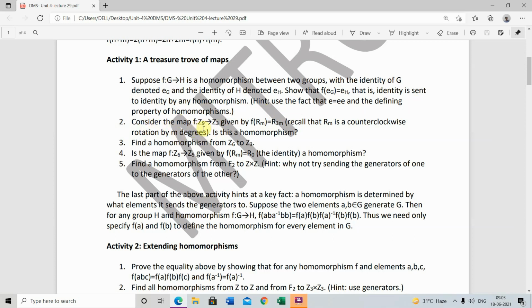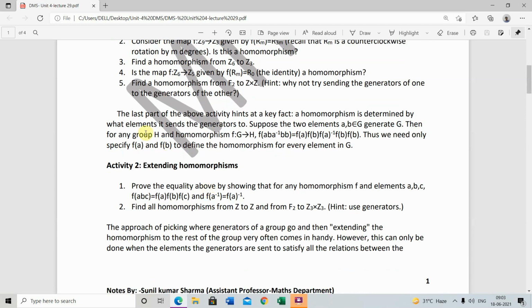Consider the map f from Z9 to Z3 given by f(r_m) equals r_3m. Recall that r_m is a counterclockwise rotation by m degrees. If this is a homomorphism, find a homomorphism from Z6 to Z3. Is the map f from Z6 to Z5 given by f(r_m) equals r_0, the identity, a homomorphism? Find a homomorphism from Z to Z cross Z. Here, try sending the generator of one to the generator of the other.